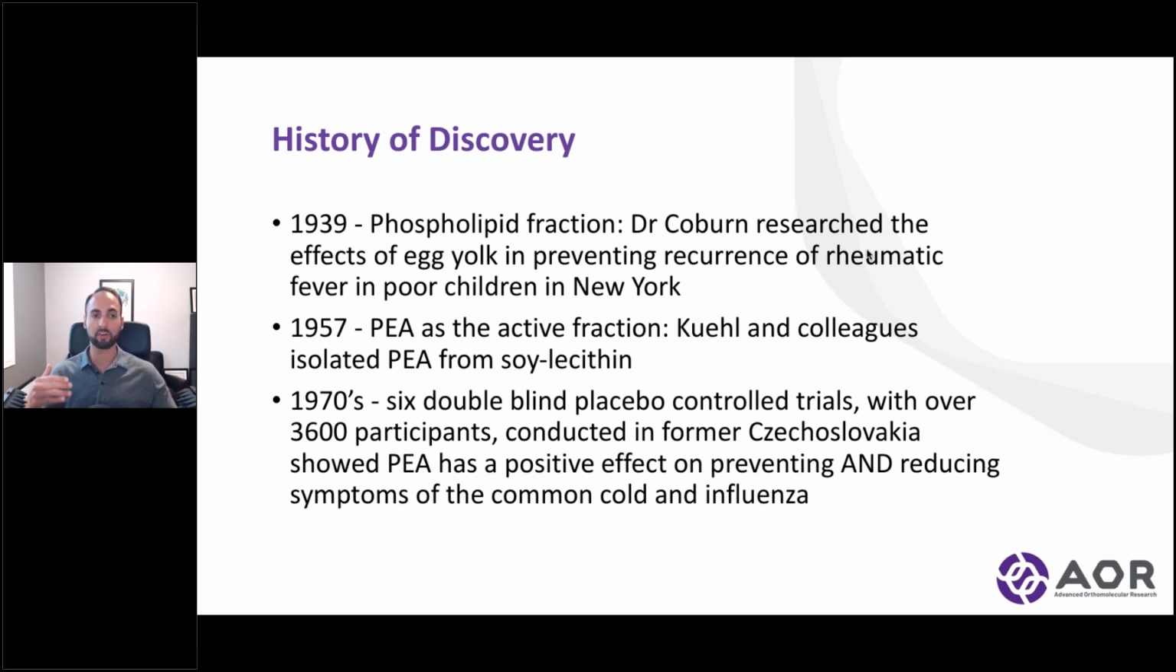So after it was isolated in the 1950s, then in the 1970s, it was actually used as a pharmaceutical drug, and it was being used as an immune modulator. And in the 1970s, there were almost 4,000 participants in the former Czechoslovakia, and they were looking at it in adults, and they also did a study on kids, specifically on the common cold. And we'll look at this in a little bit more detail, but they found some really, really great results.